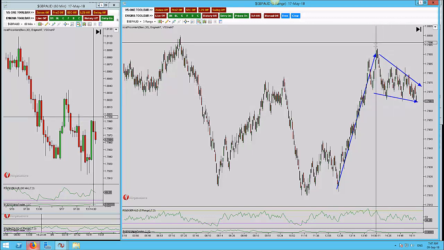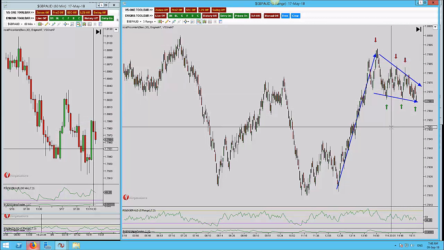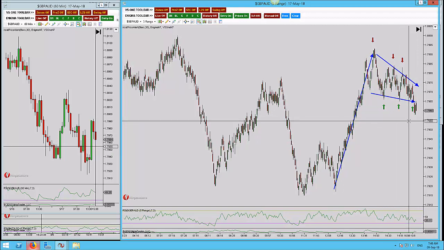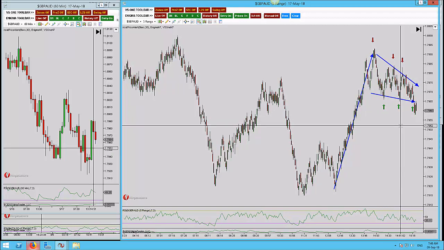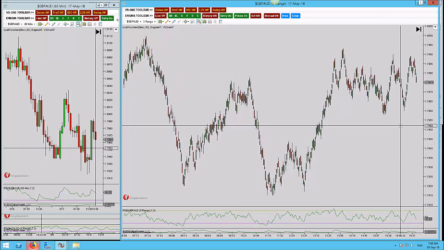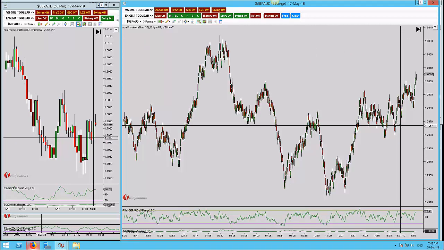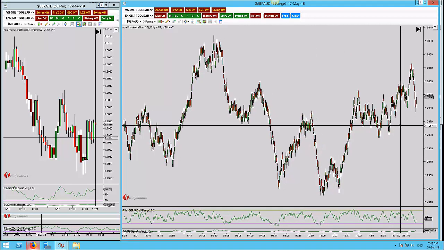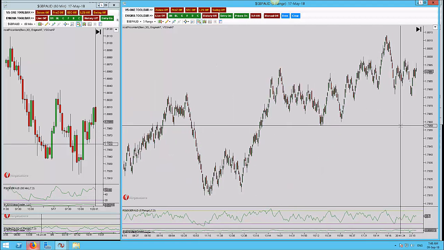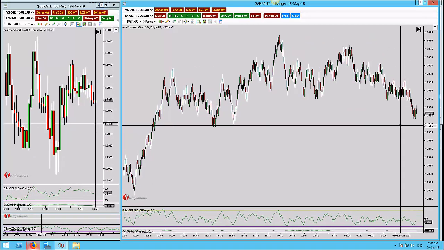Looks like we're putting in a wedge pattern, and I'm just going to wait and see if we get a hold. Nope, we did not, so scrap that. Let's carry on. And there we go, we did break to the upside, but did not give me an entry reason. Okay, we're just consolidating now.